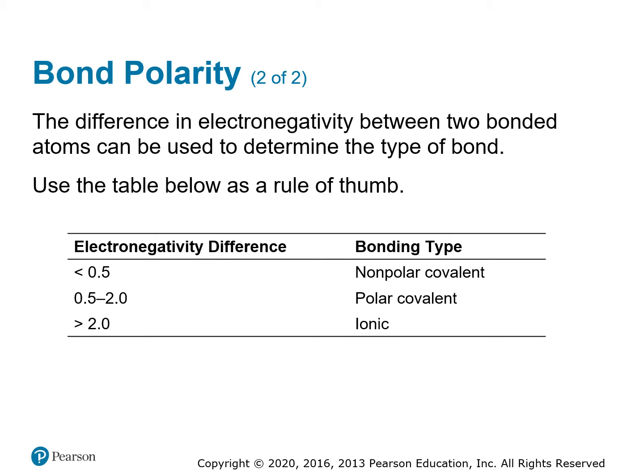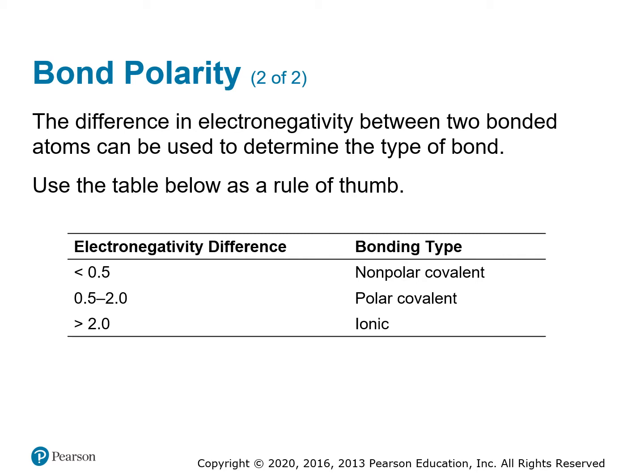And there is another way where you can use this electronegativity difference to predict the type of bonding that a molecule has. The difference in electronegativity between these two bonded atoms tells you what type of bond it is, and the general rule of thumb is shown here.